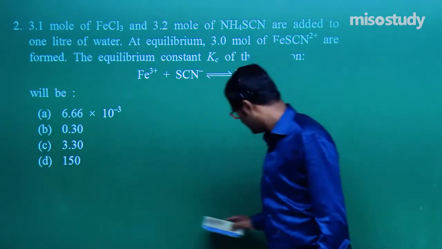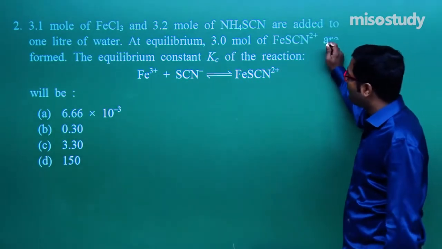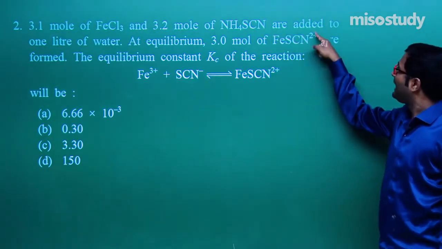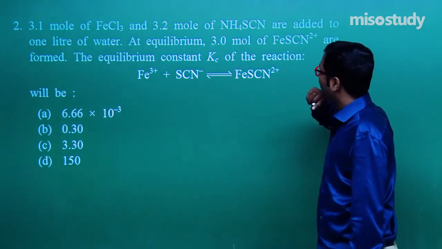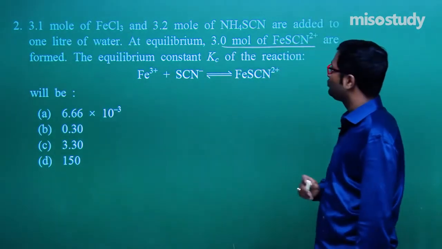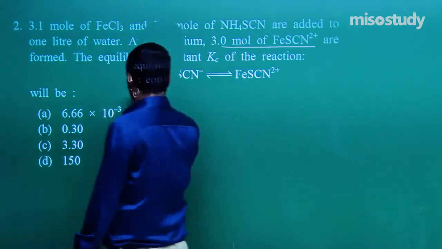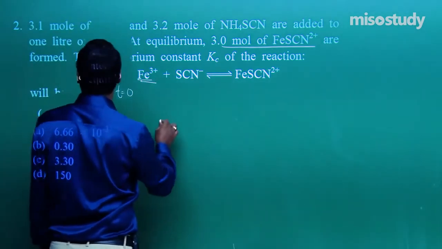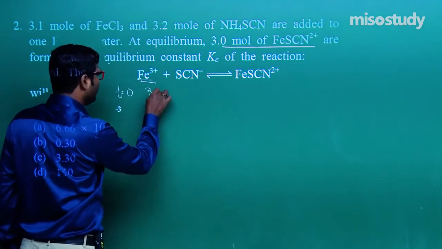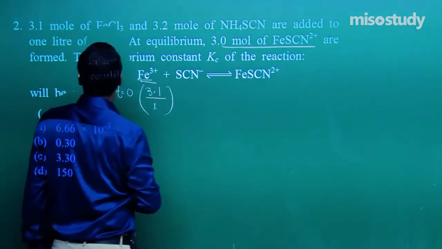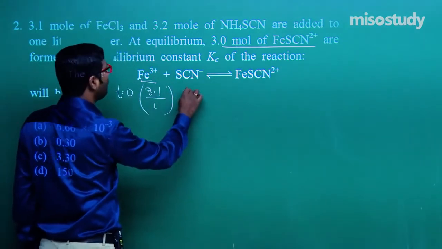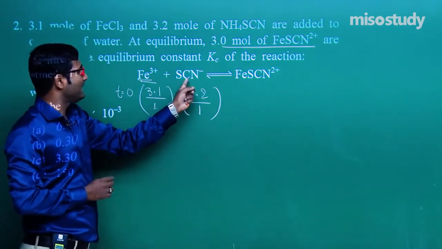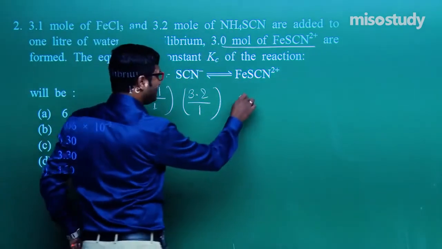Now this one, look at the question. What is given? 3.1 mole of FeCl3 and 3.2 mole of NH4SCN are added to 1 liter of water. At equilibrium, 3 mole of FeSCN2+ are formed. That is what I'm writing here. Look at T is equal to 0, Fe3+, that is 3.1 mole, 3.1 concentration in 1 liter, and 3.2 mole of NH4SCN, 3.2 mole. Clear to you? This SCN minus comes from NH4SCN, and this is 0.